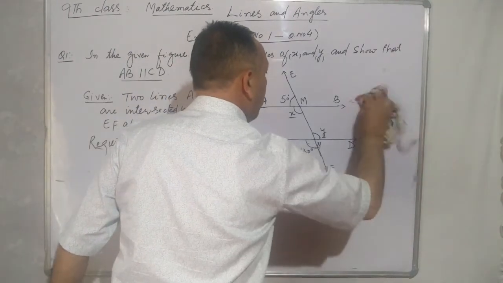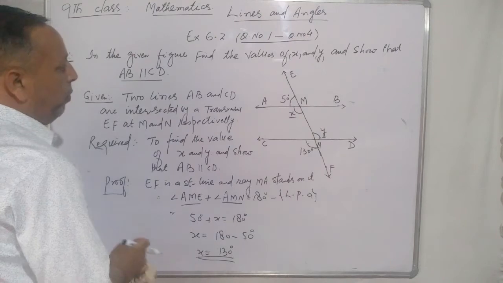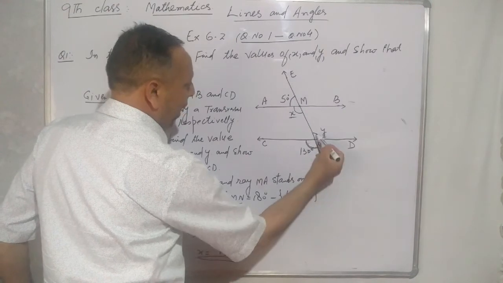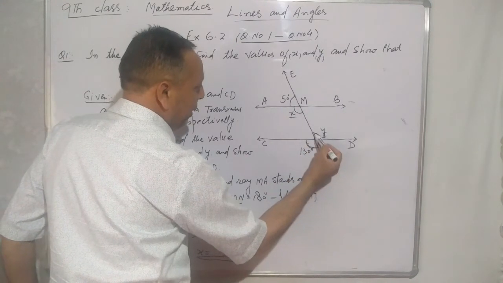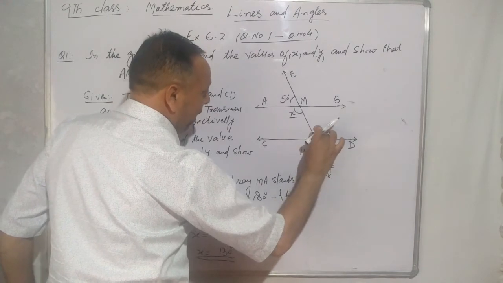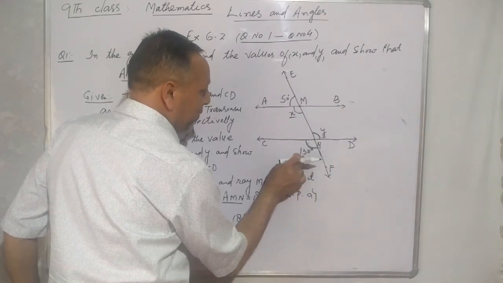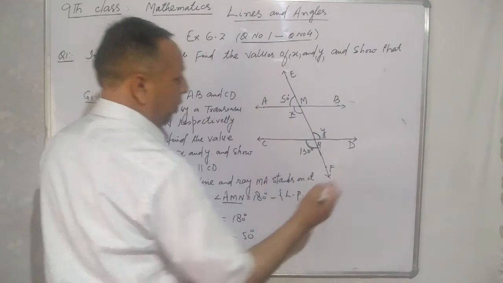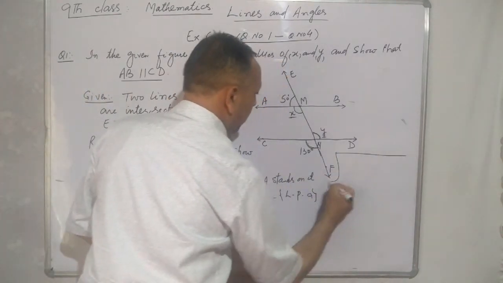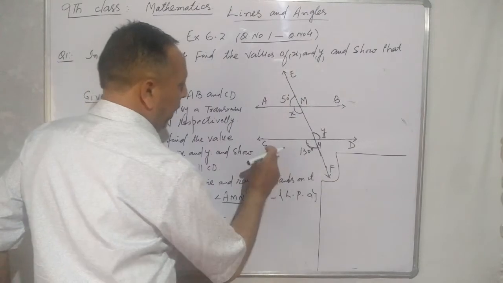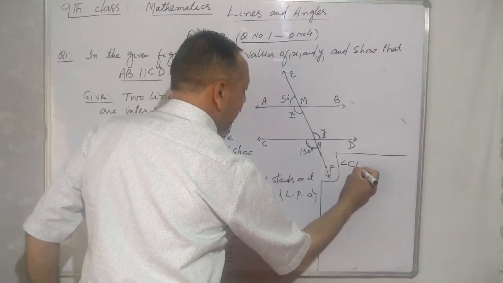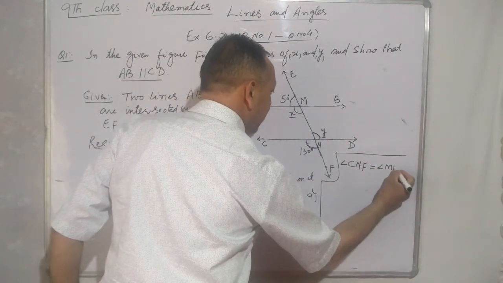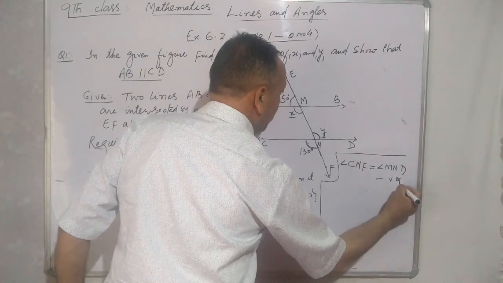Now if you look at the figure, angle CNF and angle MND are vertically opposite angles. And this angle is 130, which means angle y will also be equal to 130. So we write here angle CNF is equal to angle MND. These are vertically opposite angles.